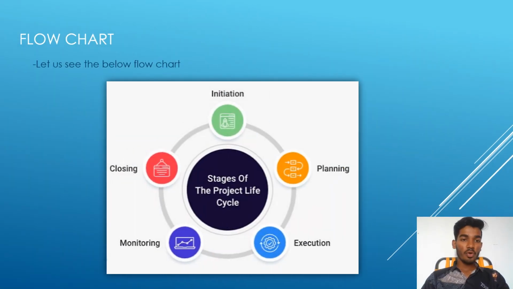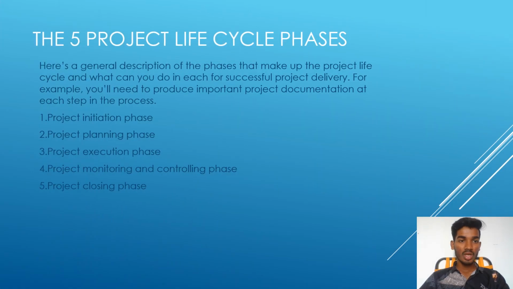Here is the flowchart of the project life cycle. First one is initiation, next planning, next execution, next monitoring and control, and the last one is closing. Let us see one by one, the 5 project life cycle phases.